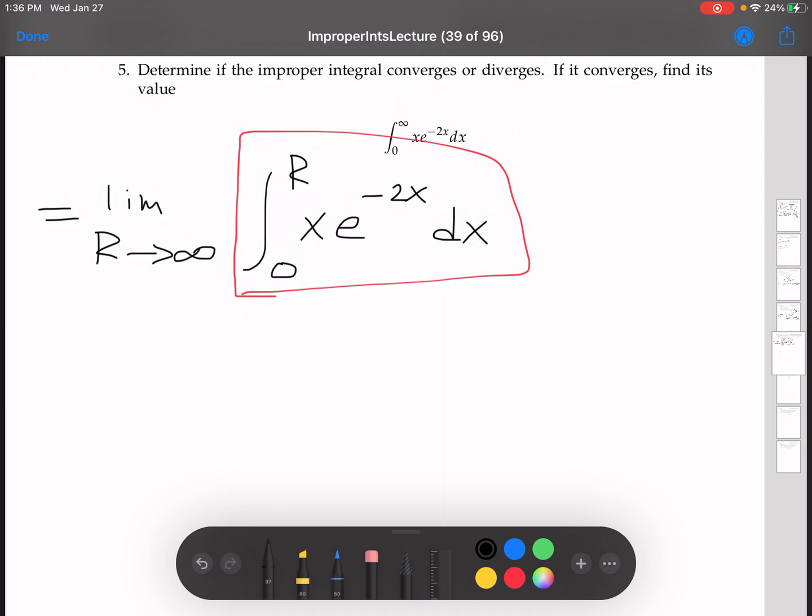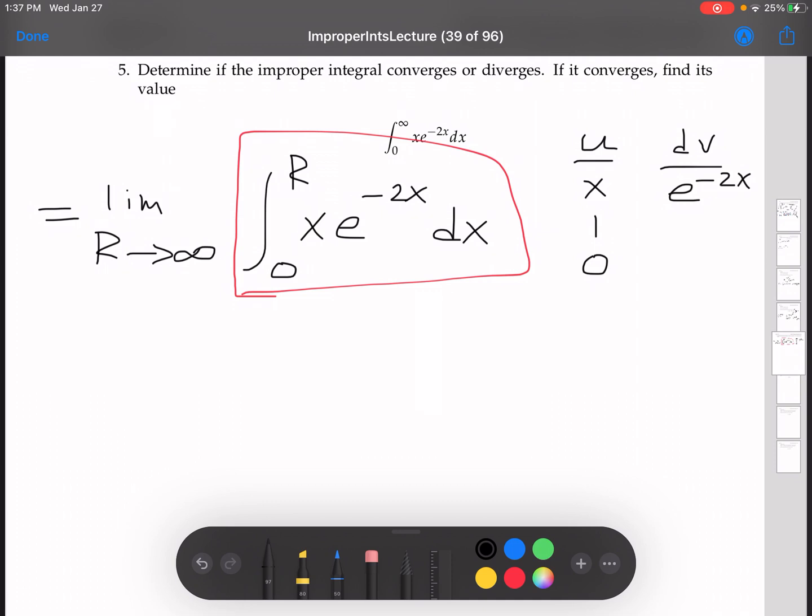This, you'll notice, is a good candidate for integration by parts. I'll use the table method. You've got u and dv. For u, I have x. So taking multiple derivatives, derivative of x is 1. Derivative of 1 is 0. And here we have e to the negative 2x is my dv.